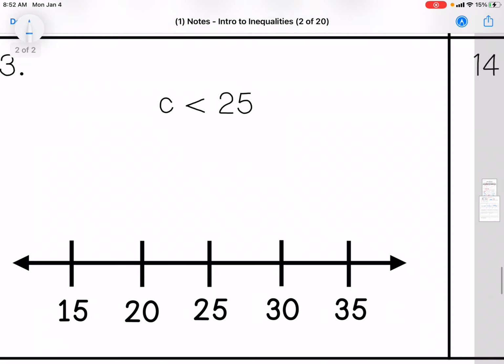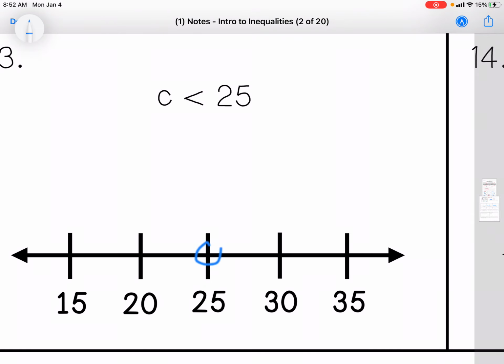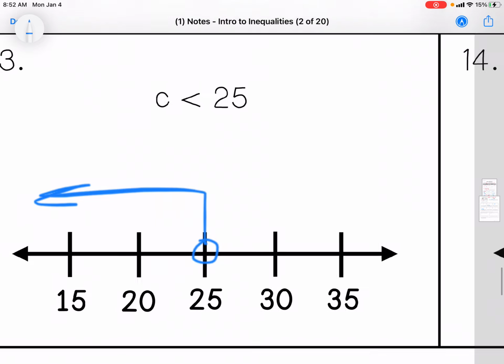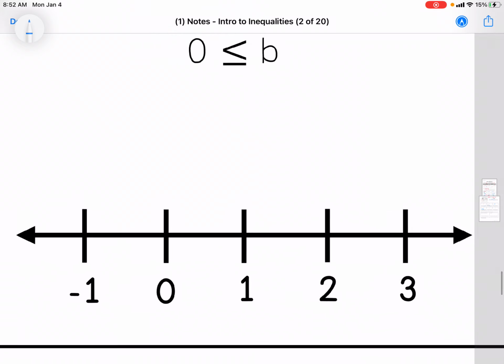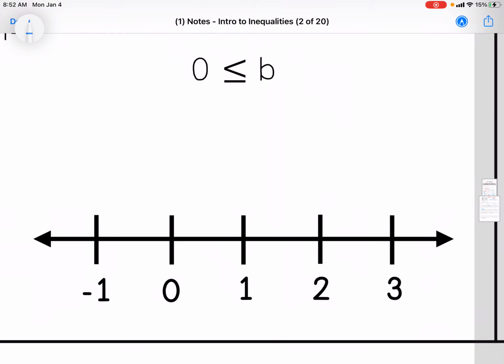Number 13, 25, open dot. Okay, why is it open dot? There's no equal sign under the Pac-Man. Okay. C is less than 25, so it's going left. Less than, left. L. Okay. 0, it's a closed dot because there is a line under there this time. Line right there.